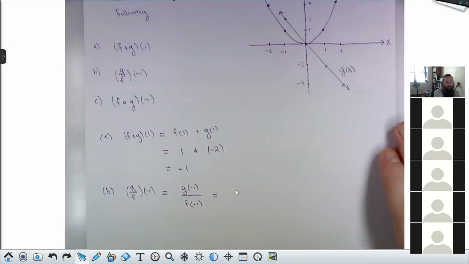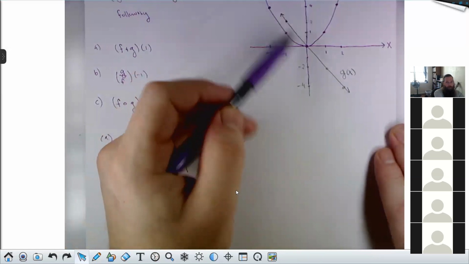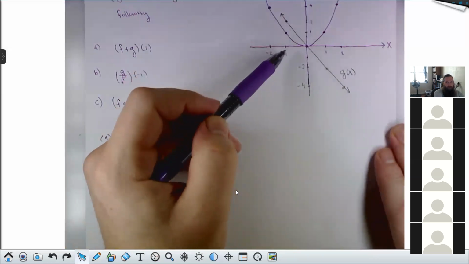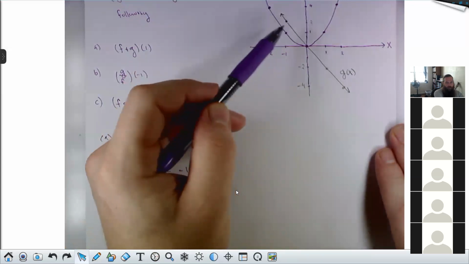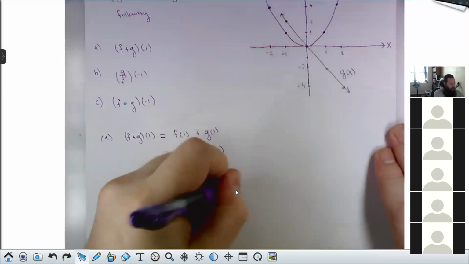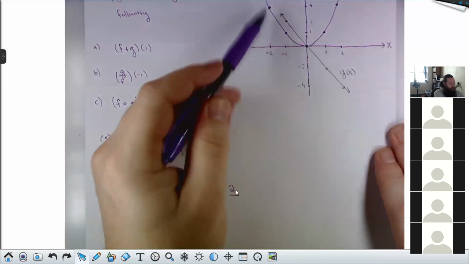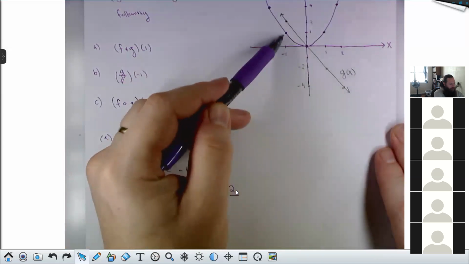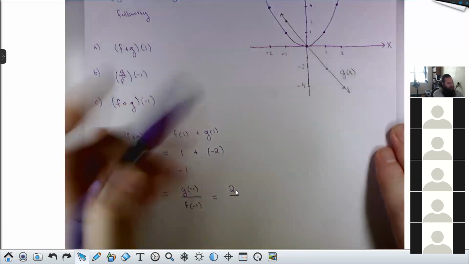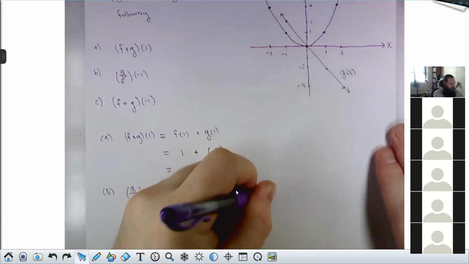So g of -1, if we look along the graph of g of x, which is the pencil graph, we come over to where x is -1. g of -1 is +2. And f of -1, if we look along the purple graph, when x is -1, f of -1 is +1. So this is 2 over 1, which is 2.